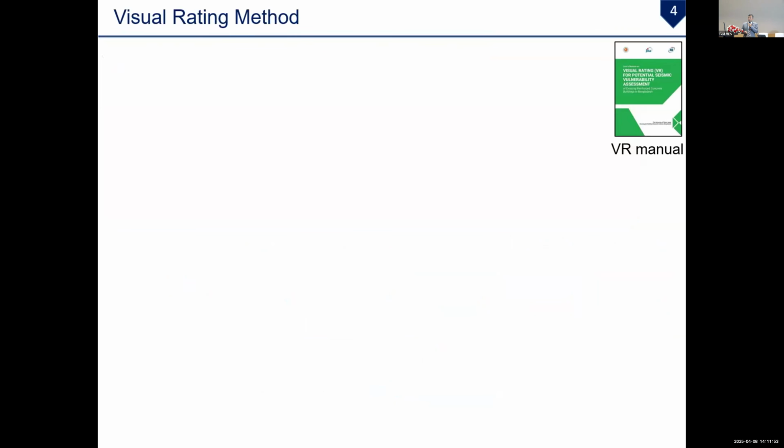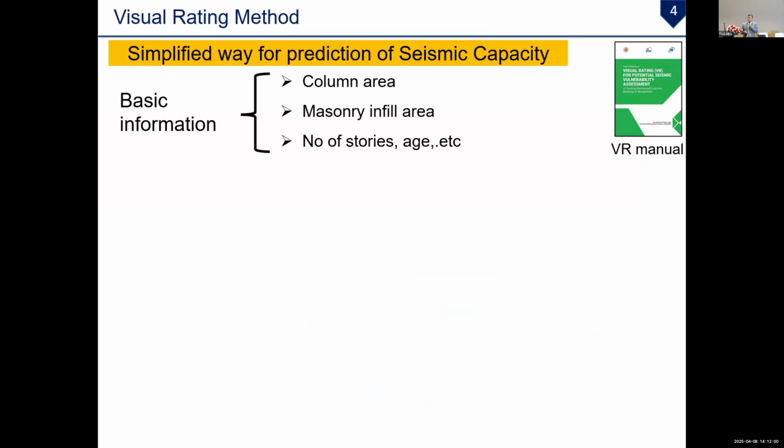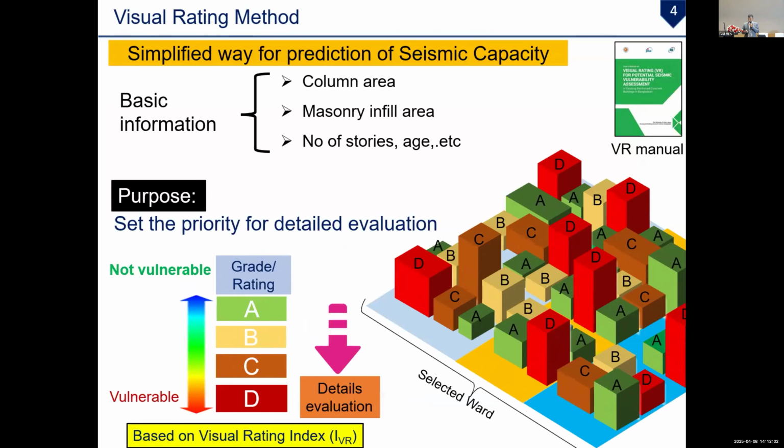First of all, I'd like to talk a little bit about the VR method, visual rating method. Actually, this method is a simplified way of predicting the seismic capacity by using simple column area, measuring floor area, and number of stories. The purpose is to set the priority for detailed evaluation. We use this method for large building stock, and then we categorize the buildings A, B, C, D, E, different categories, and then we set the priority for detailed evaluation.